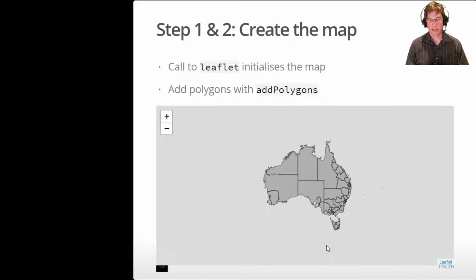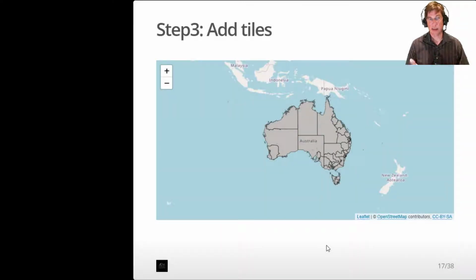So that's the first step, is I have these polygons that represent Australia. Next I can add tiles, and here I've used OpenStreetMap, and that gives some context to this.